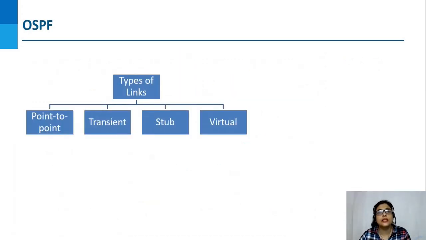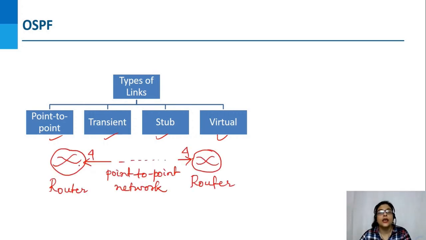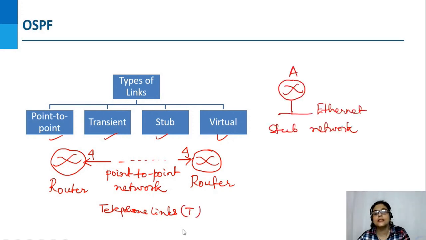There are various types of links that are possible in OSPF. We can have point-to-point link, we can have transient link, we can have stub link, or we can have virtual link. This is an example of point-to-point link where two routers are connected to each other and not to any other router. And the example is the telephone links, which are also known as the T-links. This is an example of a stub network or stub link where a single router is connected to a network. So this stub network can either be a source or a sink.